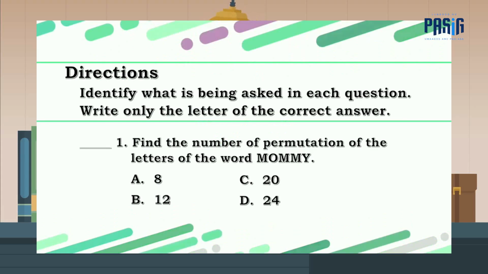For our directions, identify what is being asked in each question. Write only the letter of the correct answer. Number one, find the number of permutation of the letters of the word mommy. The correct answer is letter C.